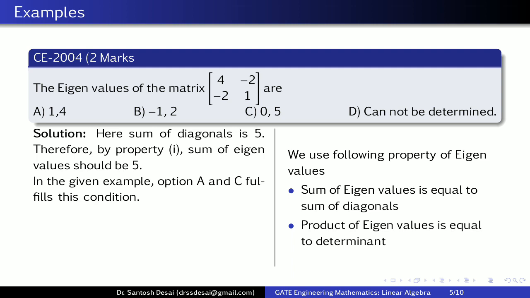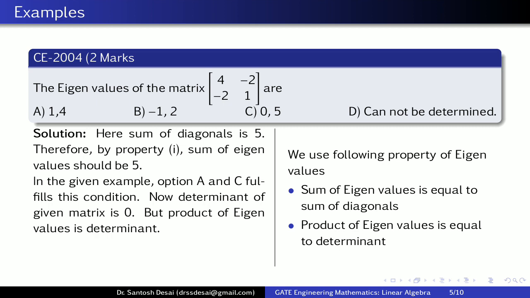Now it is difficult to find the eigenvalue, so therefore we apply the second property, that is product of eigenvalues is equal to determinant. Now here the determinant of the given matrix is 0, and now one can easily find the eigenvalues, and therefore the correct eigenvalues are 0 and 5 because its product is 0. Hence, the eigenvalues of the given matrix are 0 and 5.